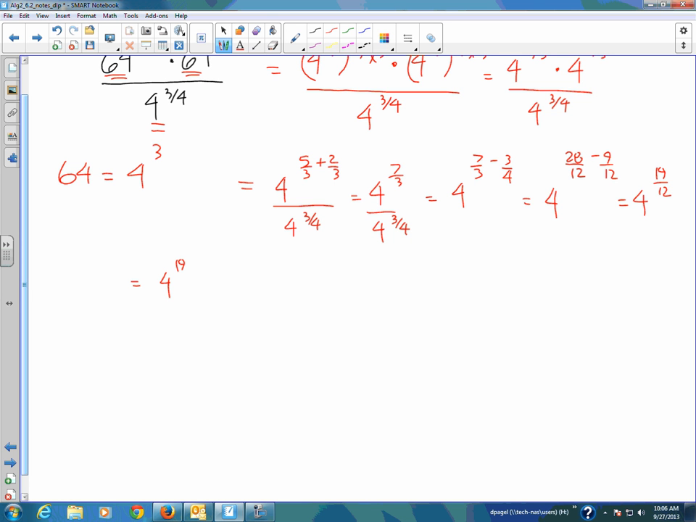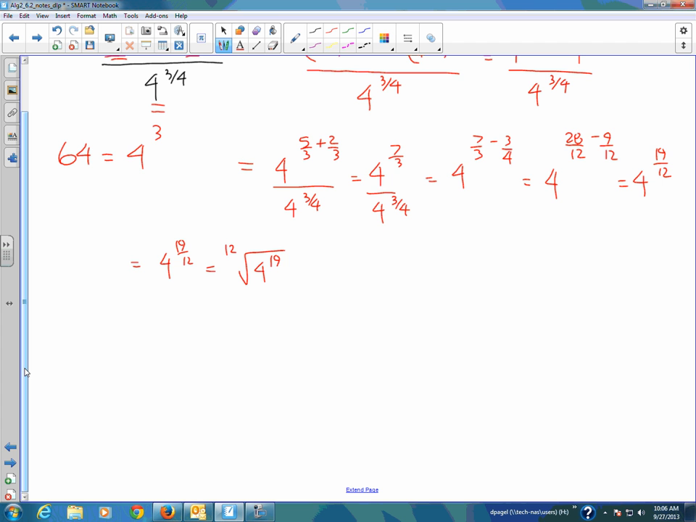Now another way to look at it, radically, is the 12th root of 4 to the 19th. All right, based on what we were working with before, how many groups of 12 go into 19? Well, there's one group that goes in, which means a 4 comes out. And then I still have on the inside the 12th root of 4 to the 7th.